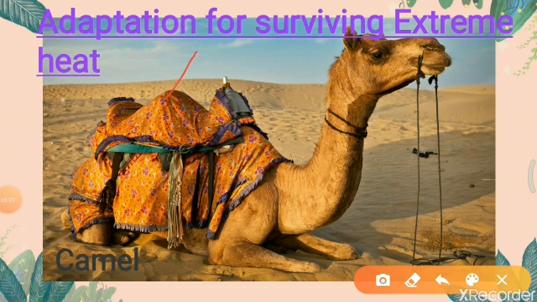See, this is called the camel's hump. Fat is stored in the hump, which helps it to provide energy during long periods when it does not have access to food and water. Camel's skin: thick skin and less hair on their body helps to prevent water loss from their body.